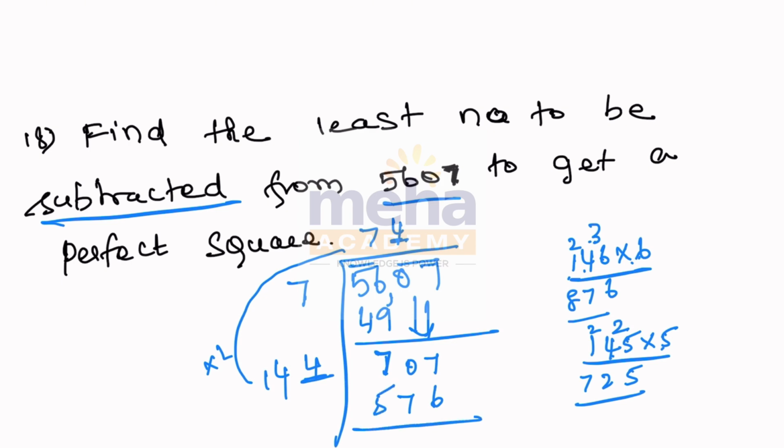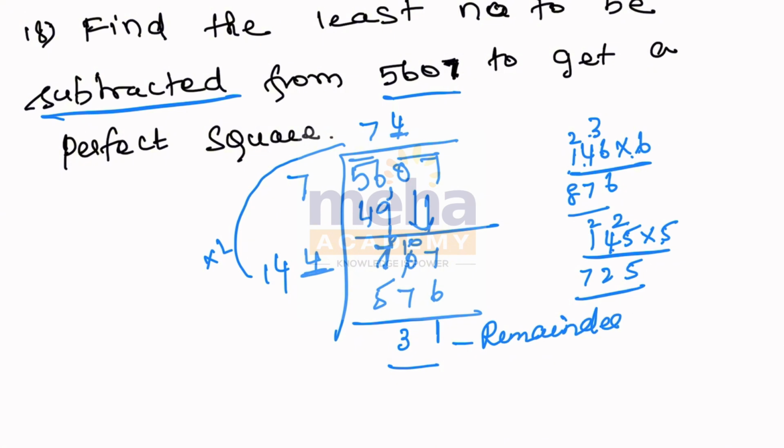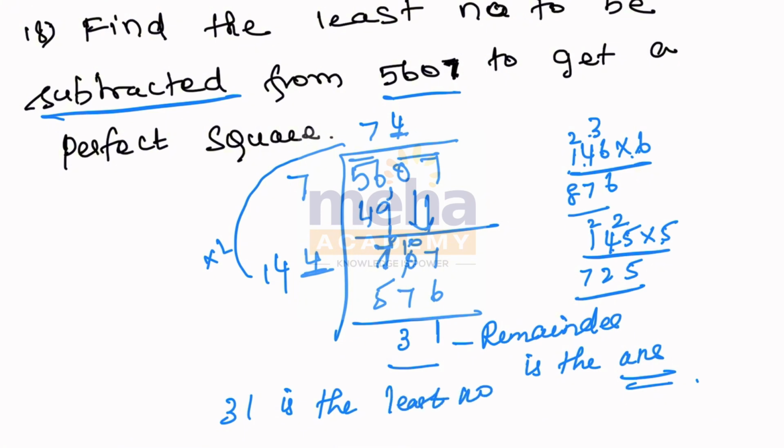So now I subtract it. So I get a remainder of 31. So always the remainder, the number 31 is a remainder, that is the answer. So remainder is the answer. That is, the meaning is I have to subtract 31 from 5607 to make it a perfect square. So 31 is the least number to be subtracted.